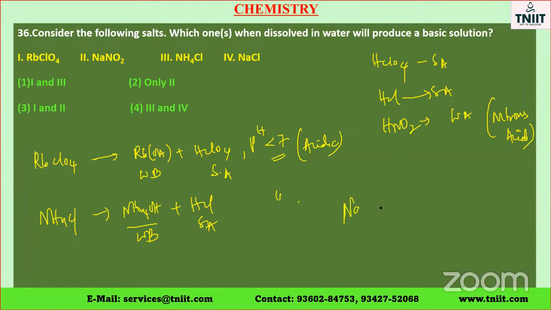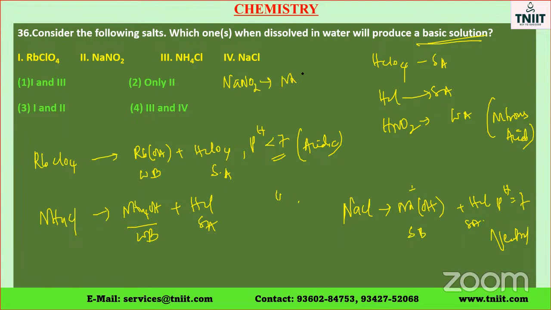Now, when you take NaCl, it dissociates to form Na+ and Cl-. In water, it gives sodium hydroxide and HCl. This is a strong base and this is a strong acid. Therefore, pH will be around 7. This will be neutral. They're asking which will produce a basic solution. If you take sodium nitrite in water, we get sodium hydroxide and nitrous acid. This nitrous acid is a weak acid. Sodium hydroxide is a strong base. Therefore, pH will be greater than 7. When pH is greater than 7, it is called a basic solution.